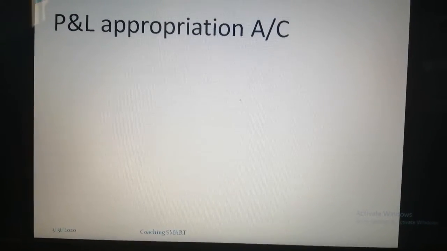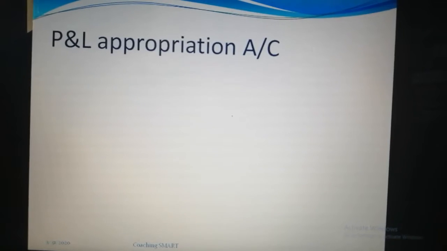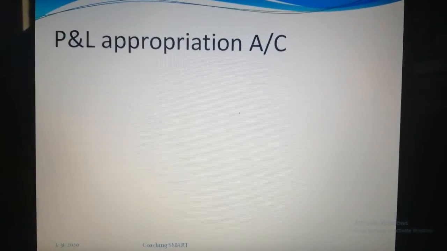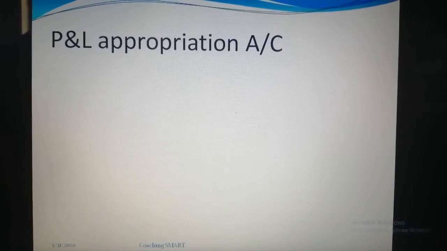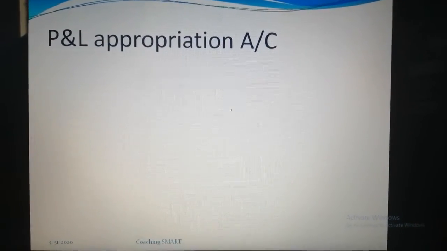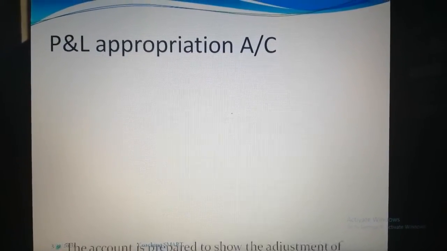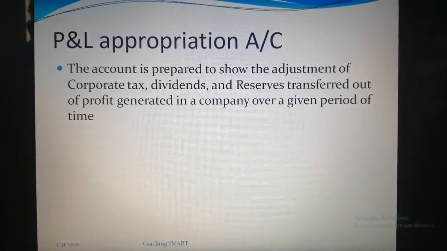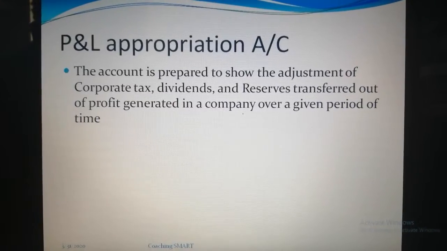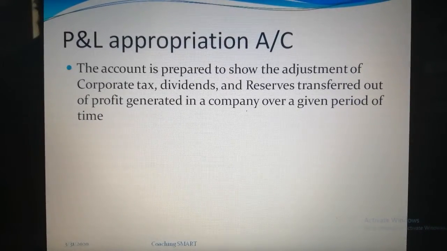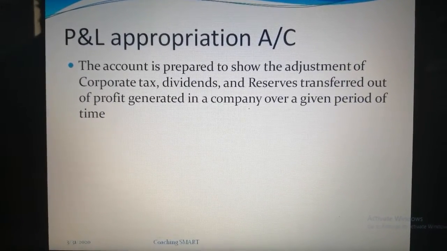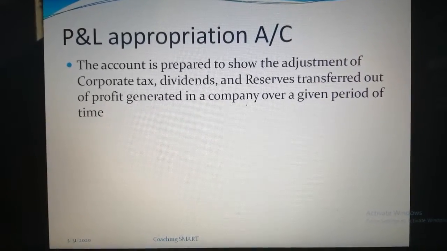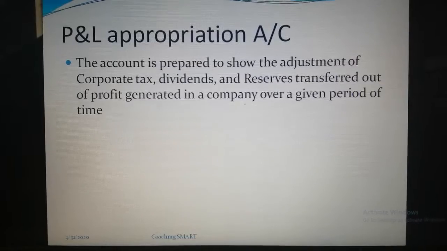Now what I know you know: you know how to prepare the trading profit and loss account, and you know how to prepare the balance sheet. Now what is new is the profit and loss appropriation account. Now what is a profit and loss appropriation account? The account is prepared to show the adjustment of corporate tax, dividends, and reserves transferred out of profit generated in a company over a given period of time.